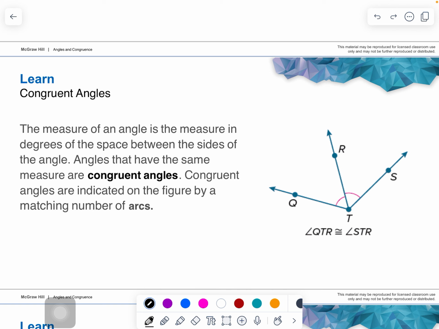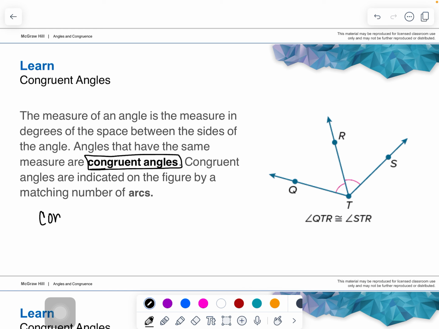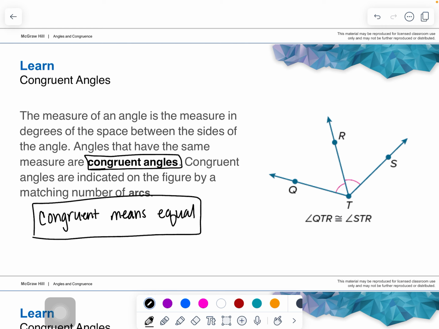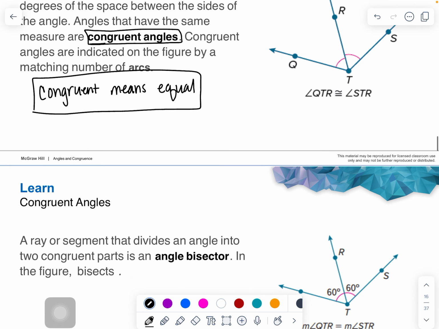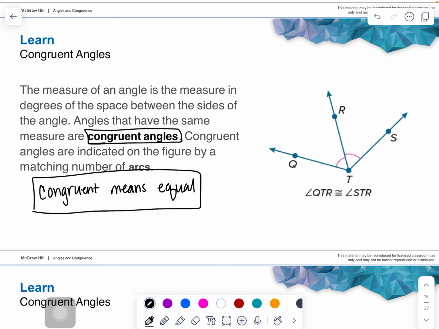But congruent is a fun word that we use a lot in geometry. Congruent means equal. Okay? It means equal, it means the same. So congruent angles, angles that have the same measure, are congruent. They are congruent angles. That's your first fill in the blank. Angles that have the same measure are congruent angles. They're the same angles. Okay?